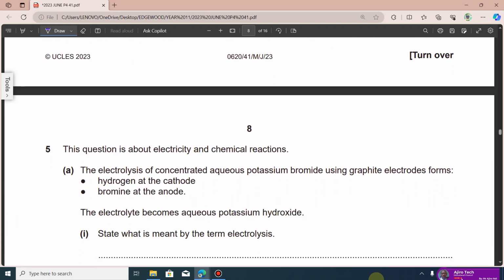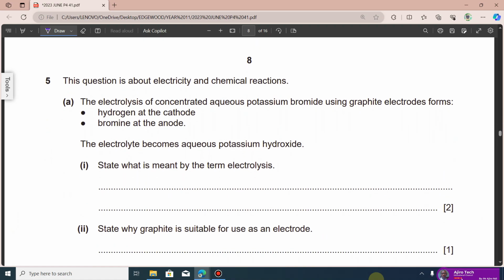Moving forward, the question is about electricity and chemical reactions. The electrolysis of concentrated aqueous potassium bromide using graphite electrodes forms hydrogen at the cathode and bromine at the anode. So when we are looking at potassium bromide, we are looking at KBr. KBr has hydrogen at the cathode, which is the negative electrode, and bromine at the anode, which is the positive electrode. So the electrolyte becomes aqueous potassium hydroxide.